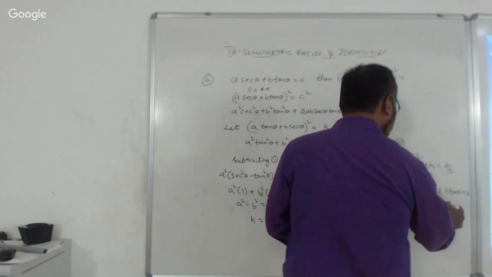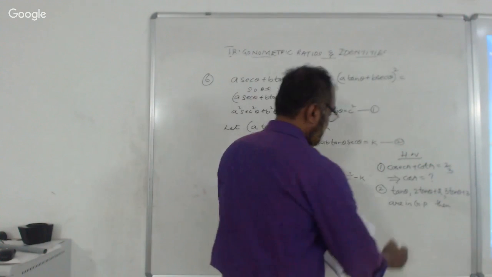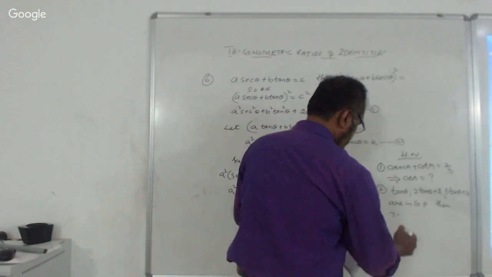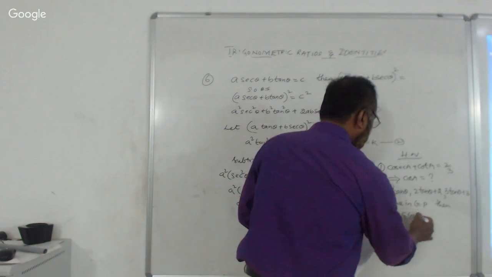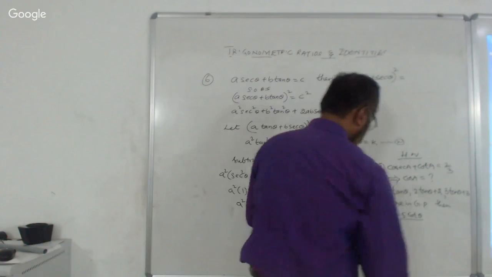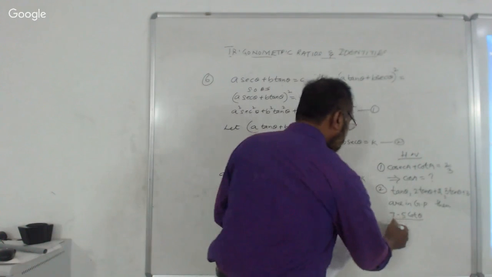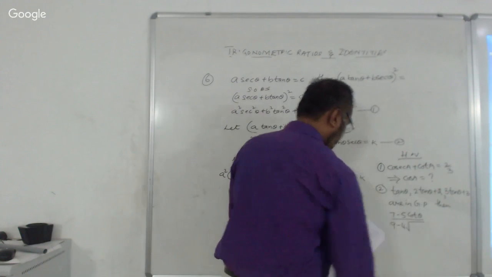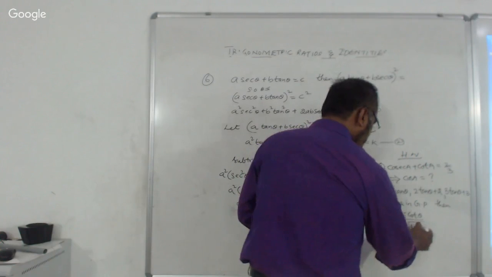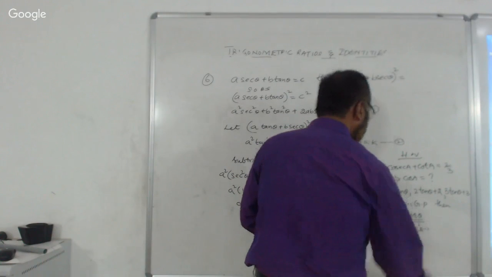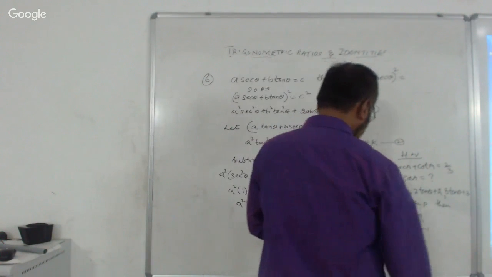then (7 minus 5 cot theta) by (9 minus 4 under root of secant square theta minus 1) is equal to?